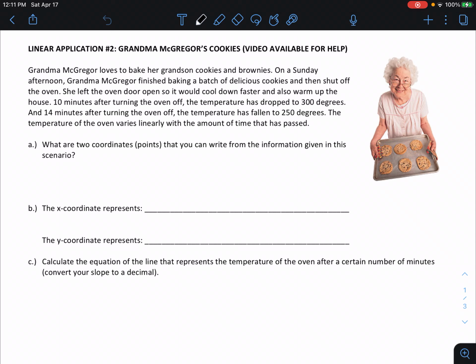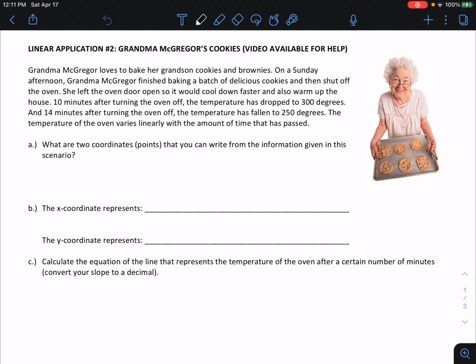It says 10 minutes after turning off the oven, the temperature has dropped to 300 degrees. And 14 minutes after turning the oven off, the temperature has fallen to 250 degrees. The temperature of the oven varies linearly with the amount of time that has passed. So that means that the temperature is dropping the same amount every minute. It's not dropping more or less at any particular time.